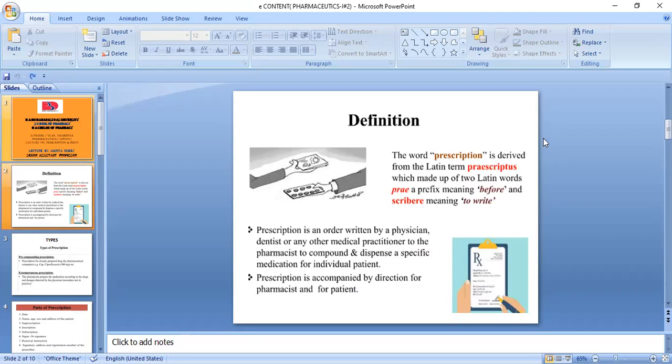Second, a prescription is accompanied by directions for the pharmacist and for the patient. Direction is very important because some of the directions are clear or specified by the doctor. It is the responsibility of the prescriber, or doctor, to write the instructions for compounding and dispensing of any dosage form, so that the pharmacist can follow all those instructions, compound a specific dosage form in the right way, and give the proper information to the patient.